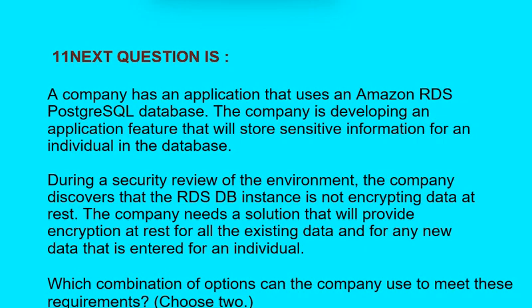Question is, a company has an application that uses an Amazon RDS PostgreSQL database. The company is developing an application feature that will store sensitive information for an individual in the database. During a security review of the environment, the company discovers that the RDS DB instance is not encrypting data at rest. The company needs a solution that will provide encryption at rest for all the existing data and for any new data that is entered for an individual.